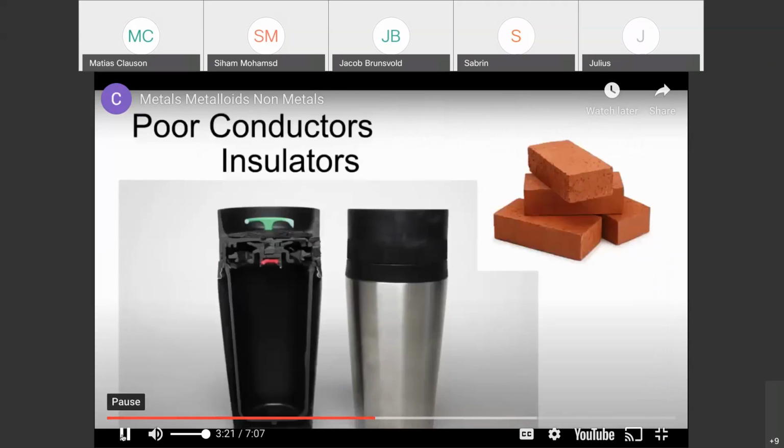They are also poor conductors. Okay, we would say that they are insulators. So we said most of them are gas.